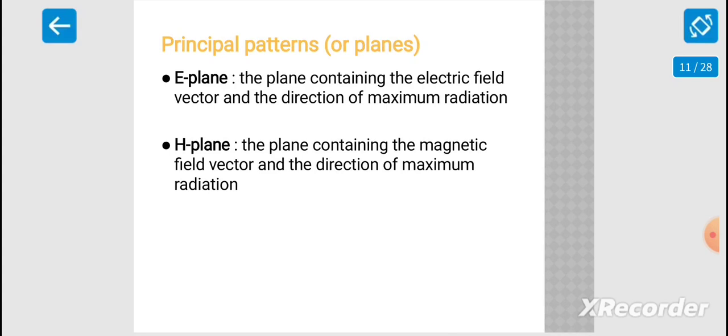Next one is the principal patterns. Principal patterns are also called planes. It has two types, E plane and H plane. The E plane contains the electric field vector and the direction of maximum radiation. The H plane is the plane containing the magnetic field vector. Here, E plane is the electric field vector, H plane is the magnetic field vector, and the direction of maximum radiation.